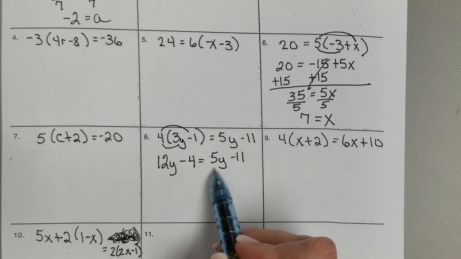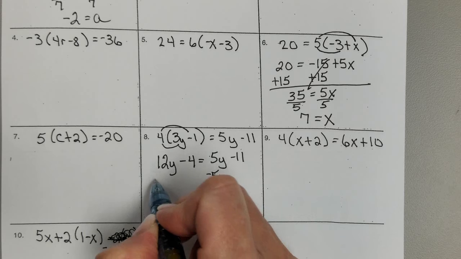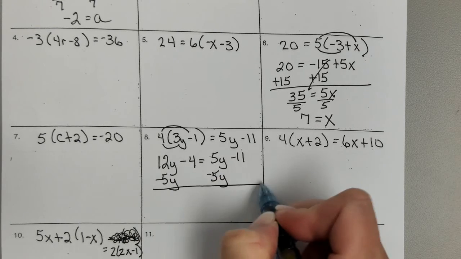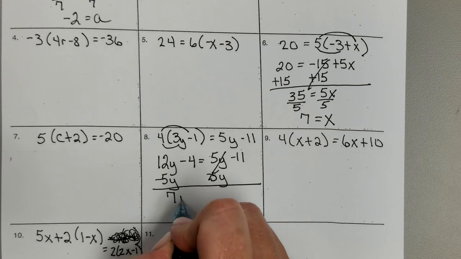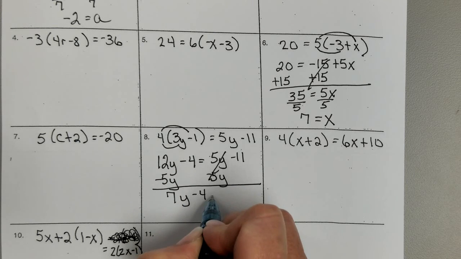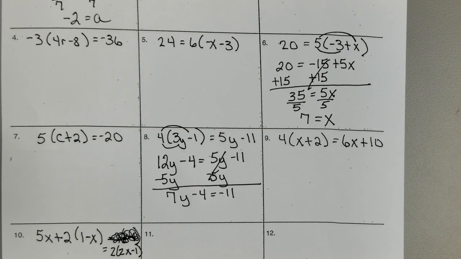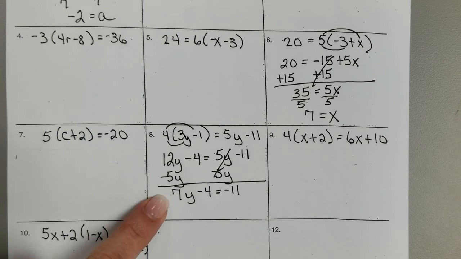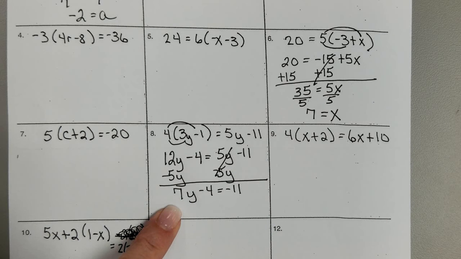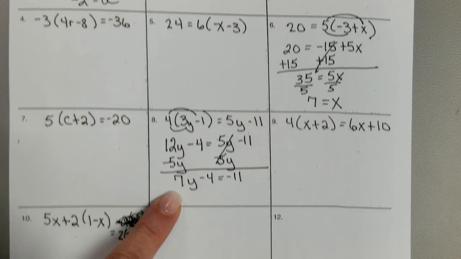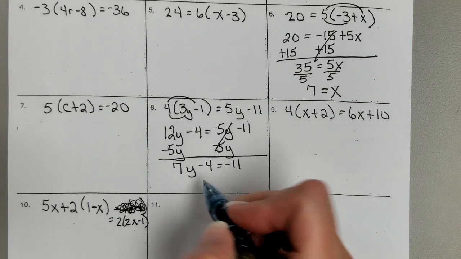All right, so I'm going to move my 5y to the left. So if it's a positive 5y, I'm going to subtract 5y. This zeros. 12y minus 5y is 7y minus 4 equals negative 11. Now, that's why I move it to the left, because once you move it, then it's just a two-step equation. It still is if you move it to the right, but usually you like it better if the variable's on the left. Okay, so it's up to you, but that's why we move the letters first. Then it looks like a two-step equation. Then you just follow through.